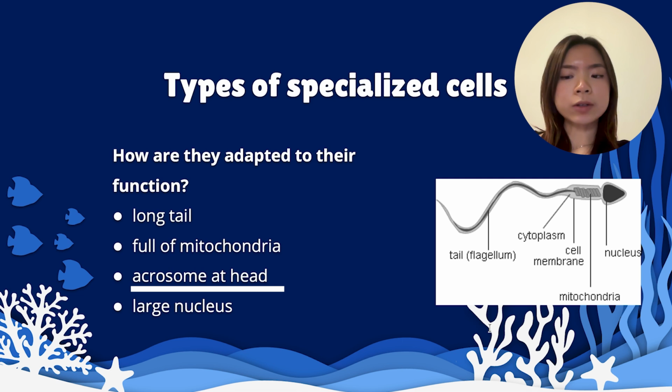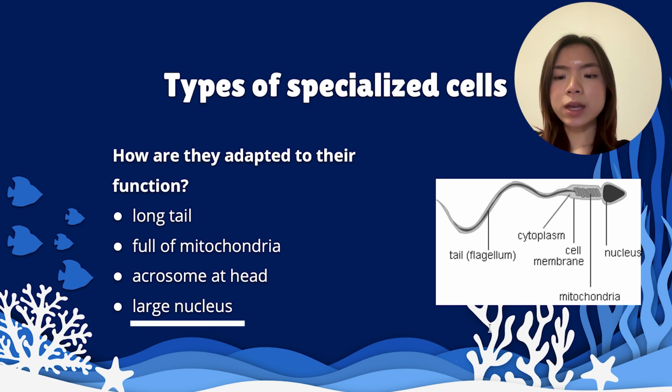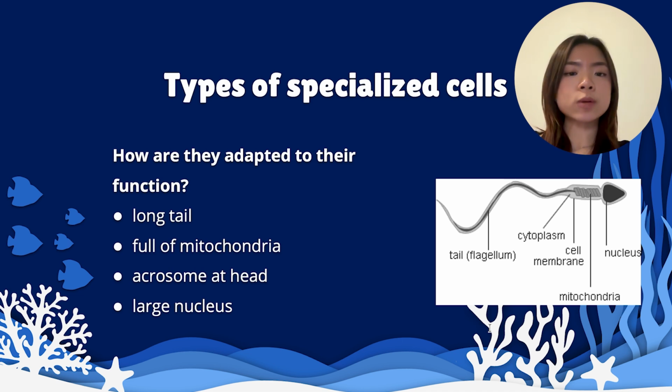Then we've also got the acrosome, which is unfortunately not in our diagram here, but the acrosome is found at the head, so it's in front of the nucleus. And here is where we've got a storage of digestive enzymes, which are responsible for breaking down the outer layer of the egg in order to allow fertilization. Lastly, sperm cells have a large nucleus, and this large nucleus contains genetic information to be passed along to the child or to the fertilized egg, which then becomes the zygote. So that's it for the specialized cells in terms of animal cells.